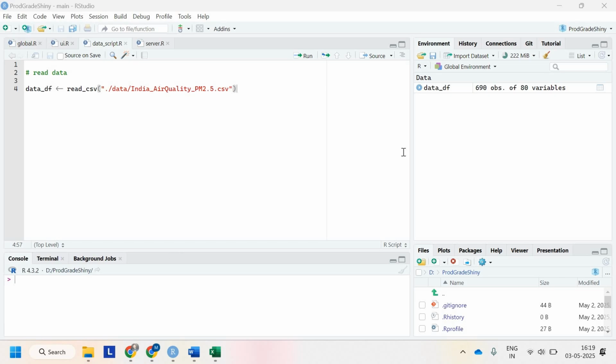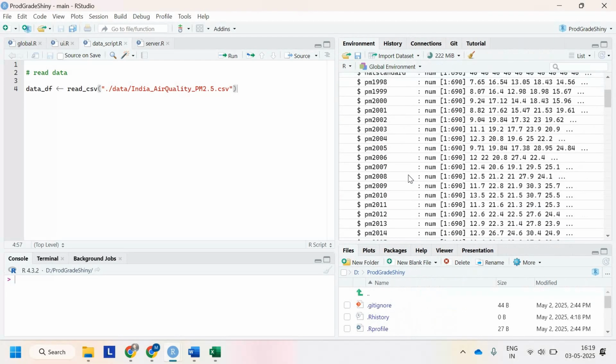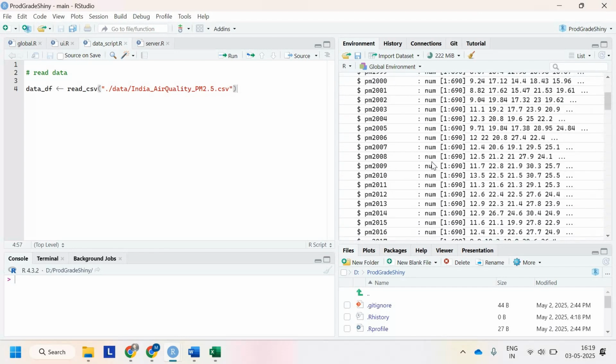So let's now understand the data. Here I have loaded a data, and in the environment you can see it's data.df, in which we have 690 observations and 80 variables. That's huge. I'm clicking on this button and you can see we have so many columns. Here you can see this is numeric, this one is a character type. So you can see the data type of each column here, right?